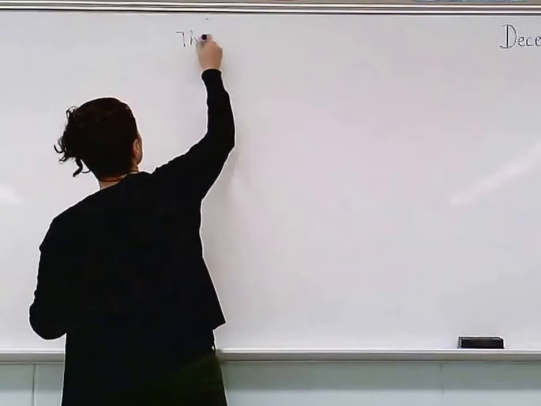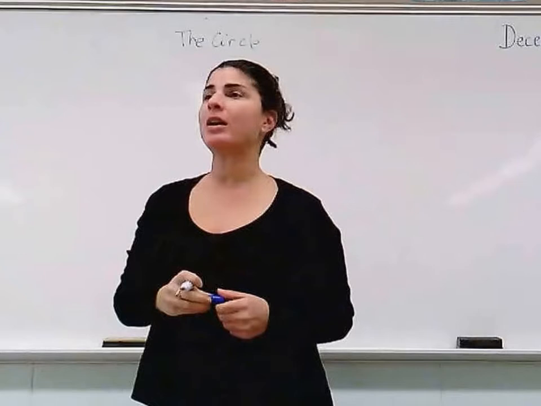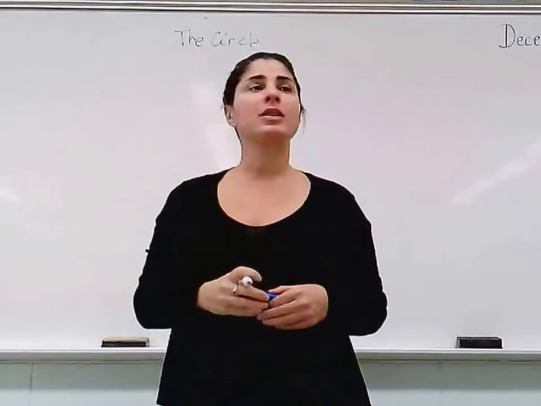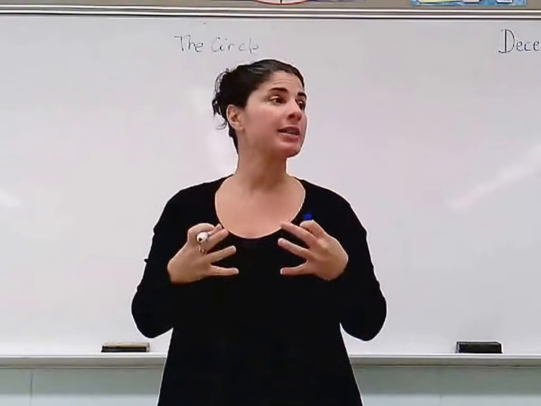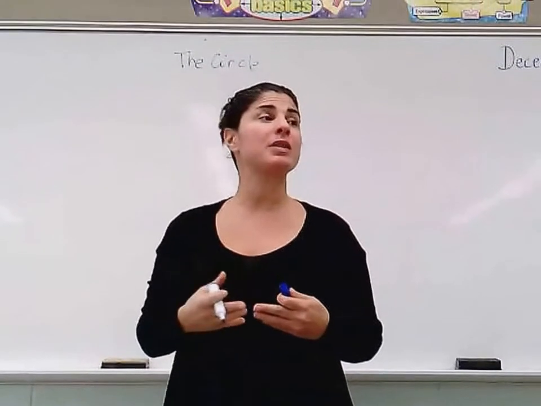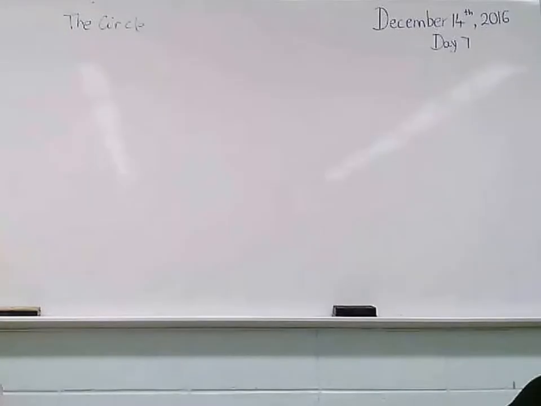The circle. And the first thing that I'm going to talk to you about are some specific names inside the circle. So some lines that you need to know the names for. So a circle looks something like this, right? A circle, infinity, a circle goes around.